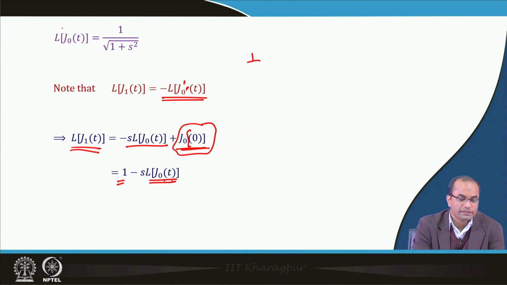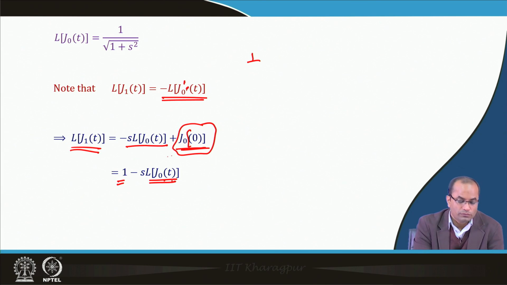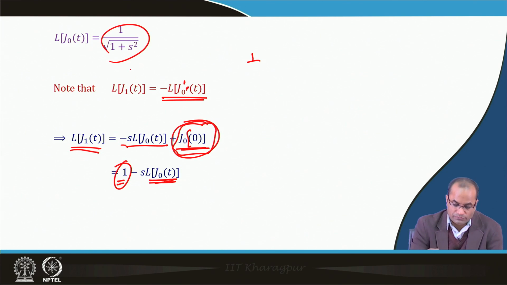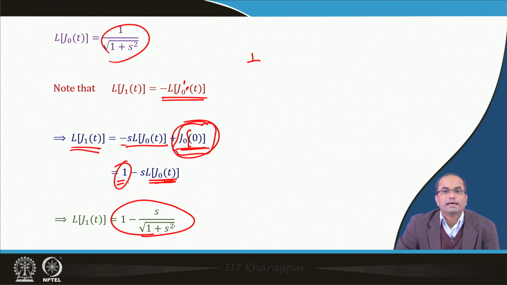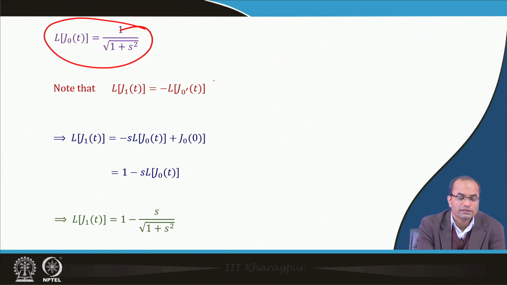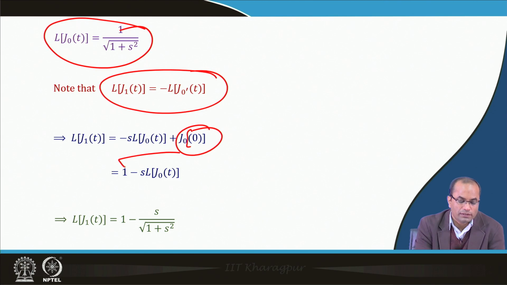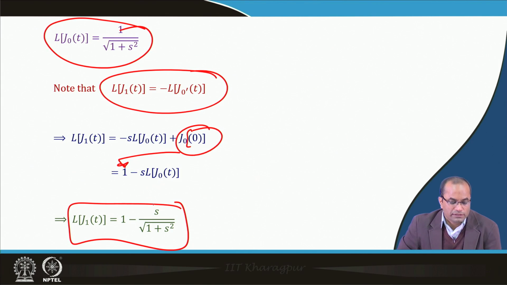So, we can compute from there: when t is 0, J0(0) is 1 only. And here s is the Laplace transform of J0(t), that is coming from here. So, we can substitute now. We have (1 minus s over square root of 1 plus s squared) as the Laplace transform of J1. So, given the Laplace transform of J0(t), we can apply this derivative theorem, noting that J0(0) is 1. So, we get that the Laplace transform of J1(t) is equal to (1 minus s over the square root of s squared plus 1) .